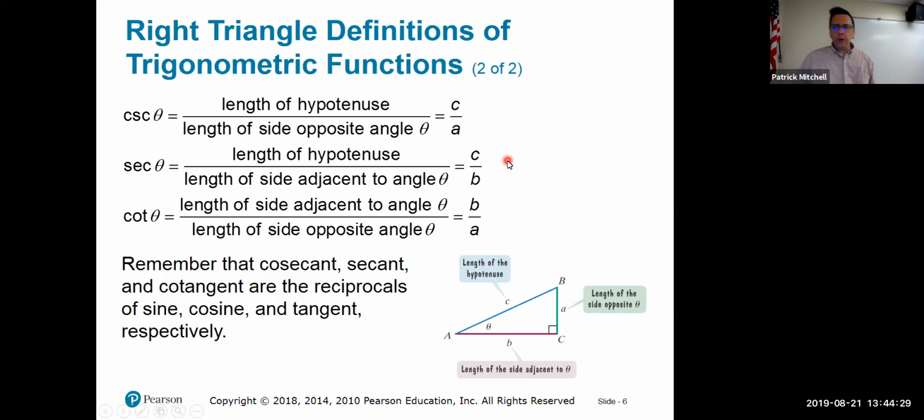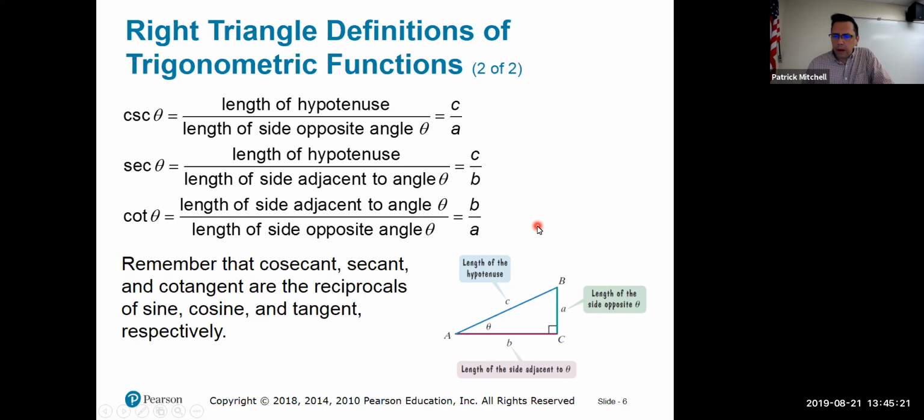I do not have a cute way of remembering the other three. The way you should remember them is from the last section. The cosecant is the reciprocal of the sine. These three functions are the reciprocals of sine, cosine, and tangent. The sine is the opposite over the hypotenuse, so the cosecant has to be the reciprocal: the hypotenuse over the opposite. Cosine is adjacent over hypotenuse, so secant would be hypotenuse over adjacent. That's how I remember those three. I don't have any other cute way of remembering it.